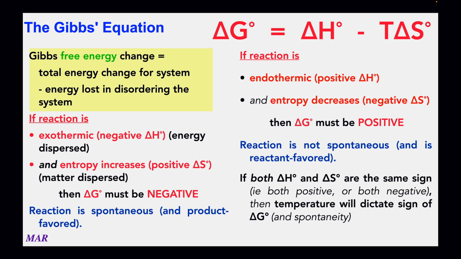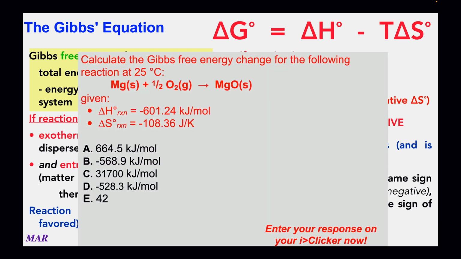And this is one reason why this equation is pretty cool, because it shows how temperature times entropy is a factor, and you have to compare it to delta H. So let's calculate the Gibbs free energy, the delta G, for this reaction. Magnesium oxide would be the product. Magnesium solid and half an oxygen would be the reactant. And we have here the delta H and the delta S values, okay?